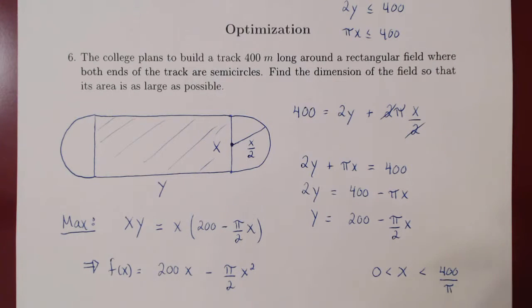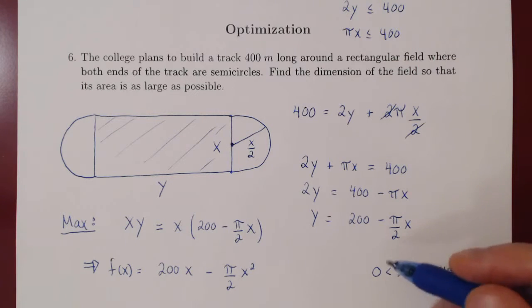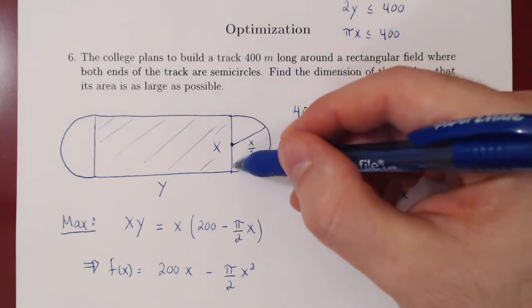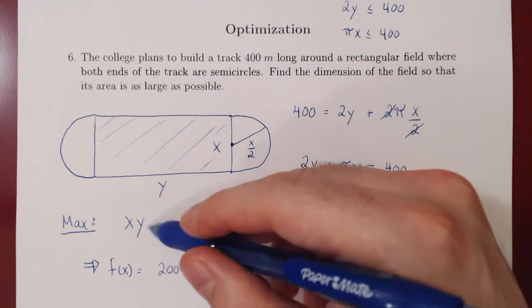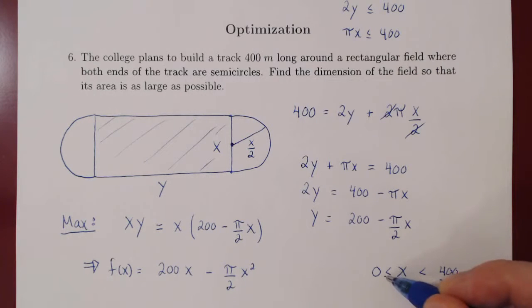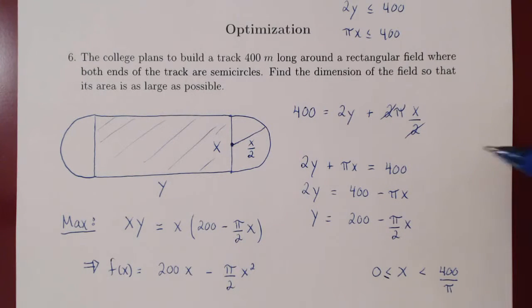But if you think of it, there is no harm in throwing in 0, because this will clearly not give us a solution. If x is 0, you have no field. The area is 0, which is clearly not going to give us a maximum. So we can dump in our interval 0. And the same thing for this value of x.